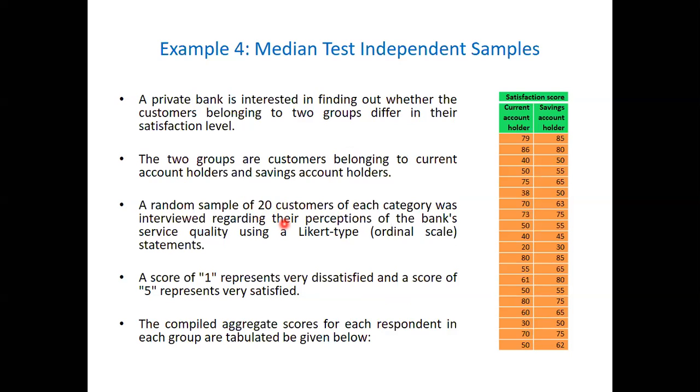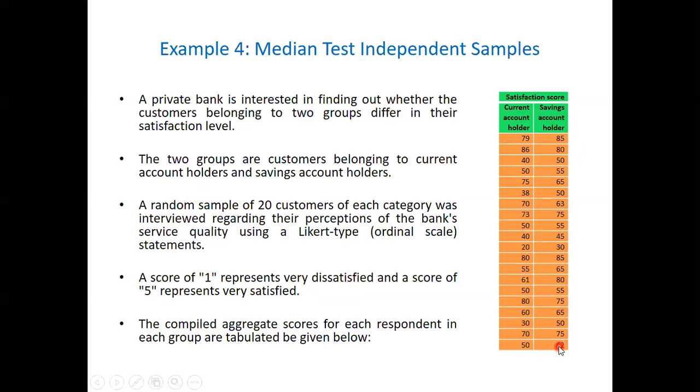So a private bank is interested in finding out whether the customers belonging to 2 groups differ in their satisfaction level. So the 2 groups are the people that are holding savings accounts and current account holders. So look at them. You have current account, so they sample 20, and they sample savings 20 also.